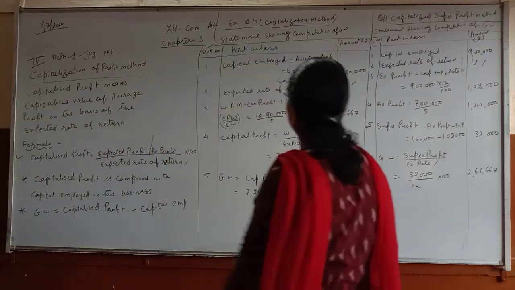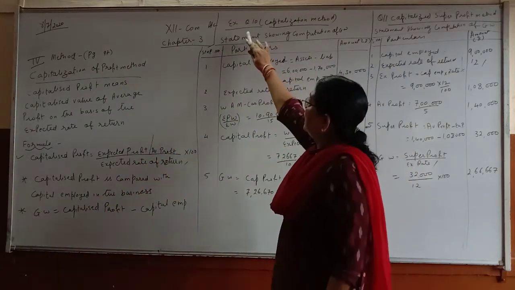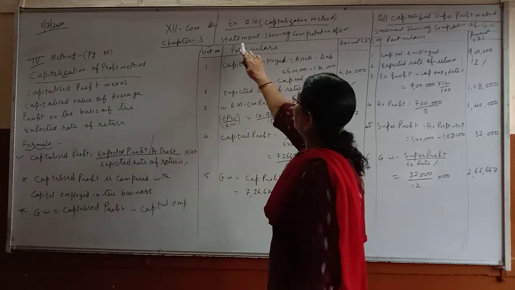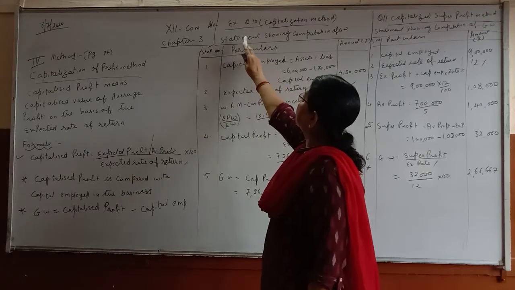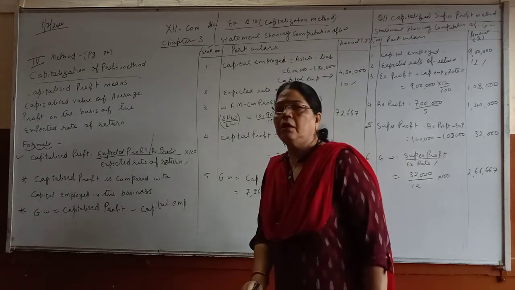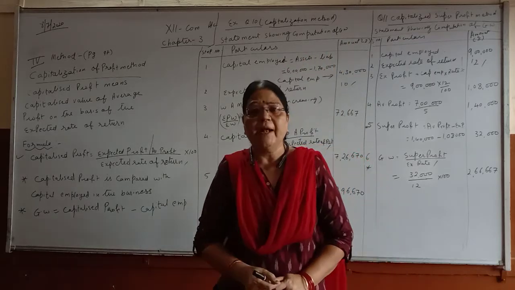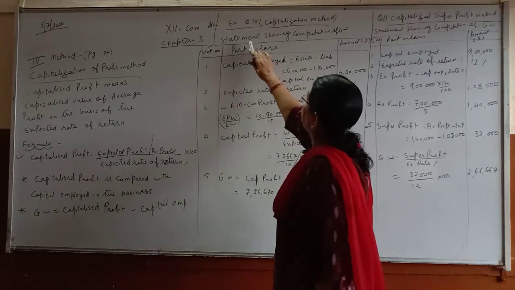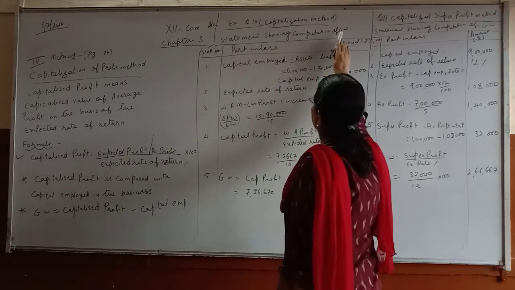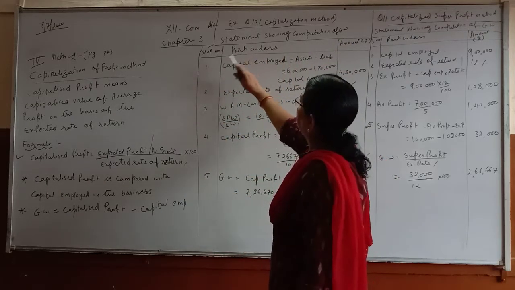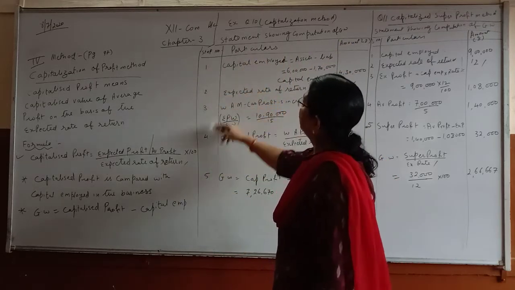Now the exercise question 10. Question 10 is the capitalization method, which we are going to do today. On top we will write question 10 and the heading: statement showing computation of goodwill. In all the methods you have to write the heading first. The format is the same: step number, particulars and amount.